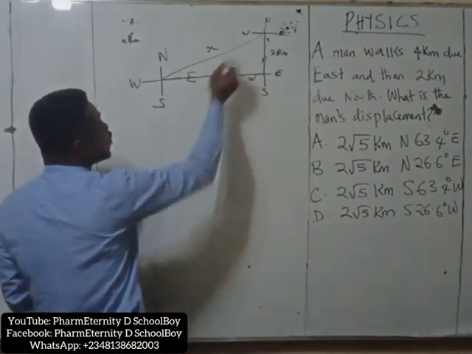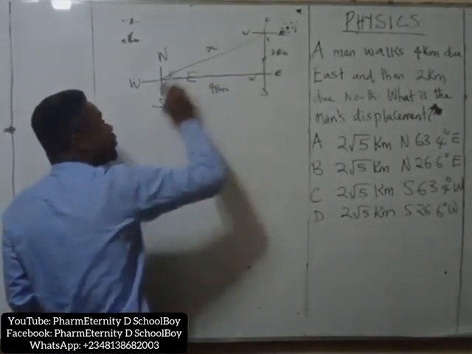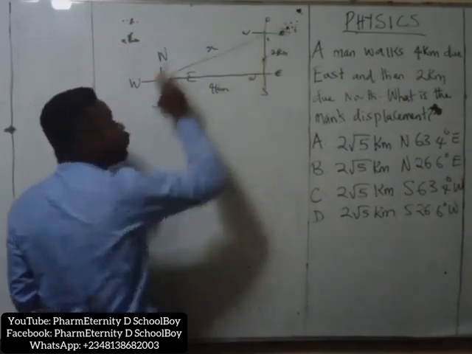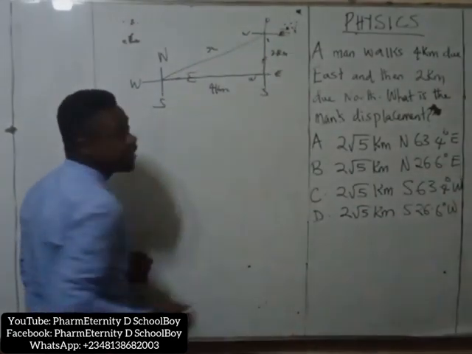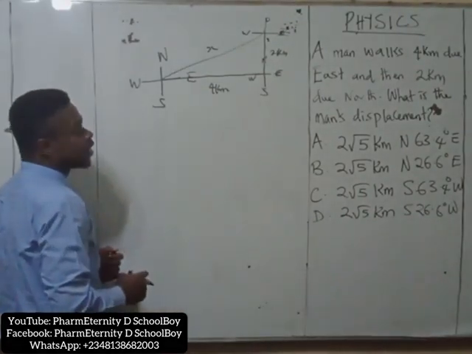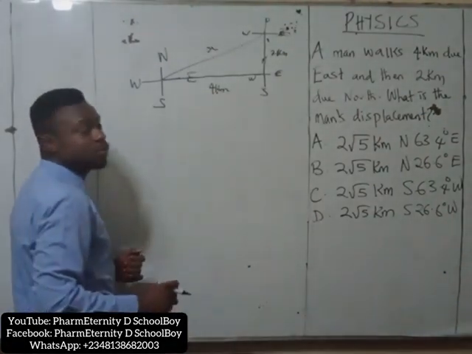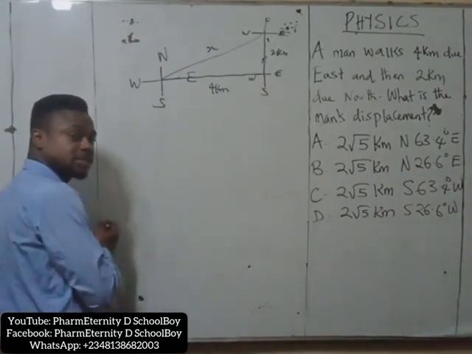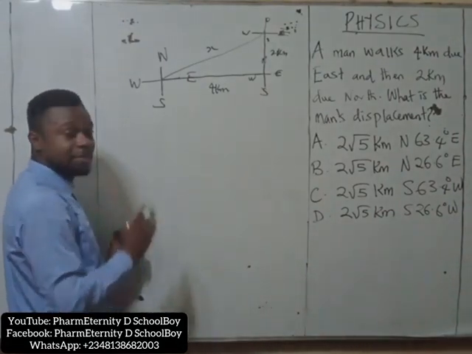So from where the man started, the shortest means to where he is presently is this x. So x denotes the magnitude of the displacement. Now, if that is the case, we find x. Remember, displacement has the magnitude and the direction, so let's determine the magnitude first.